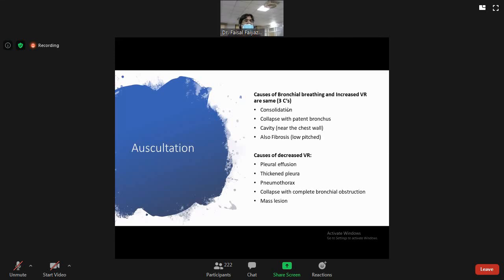Okay. So the causes of bronchial breathing, fortunately, are the same as the causes of increased vocal resonance. And the mnemonic to remember them easily is three C's. First C for consolidation. Second C for collapse with patent bronchus. Third is cavity near the chest wall. So causes of bronchial breathing are three C's, as well as causes of increased vocal resonance. The last one is fibrosis, which can also give you bronchial breathing, but of low pitched character. Causes of decreased vocal resonance: pleural effusion, thickened pleura, pneumothorax, collapse with complete bronchial obstruction, and mass lesion.